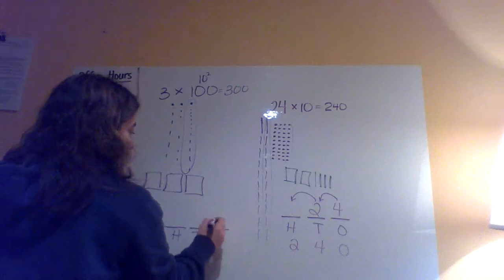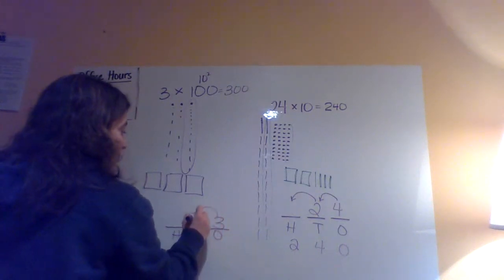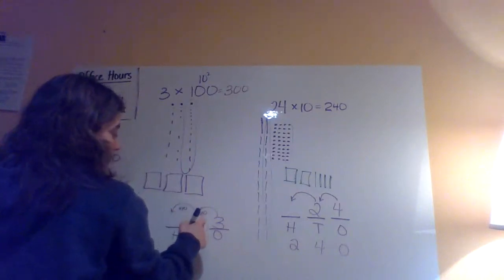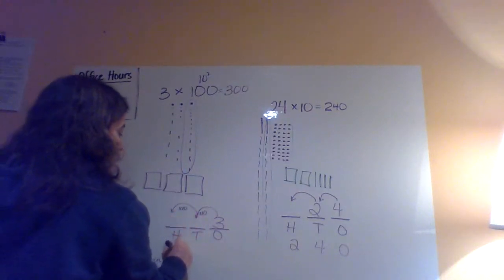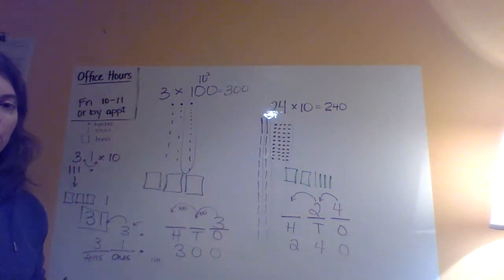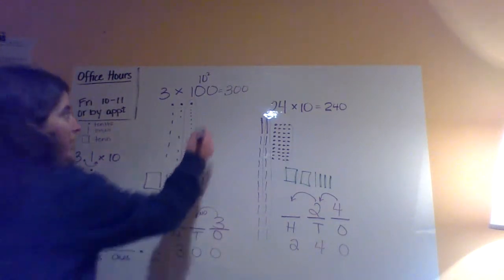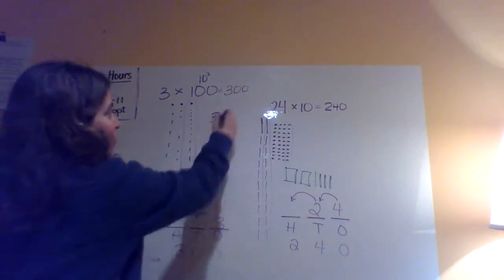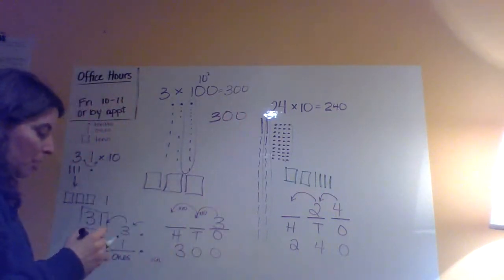So I have my 3 here. If I multiplied by 10, I get to here. If I multiply by 10 again, so 10 times 10 is 100, that's when I get to here. I add zeros because there's nothing there as a placeholder otherwise, right? I can't just say, well, this 3 means 300 because it's obviously in the 100 spot, right? We have to fill those in.